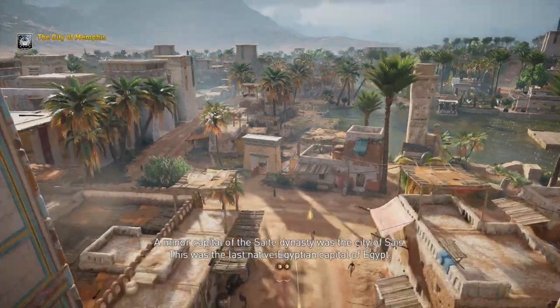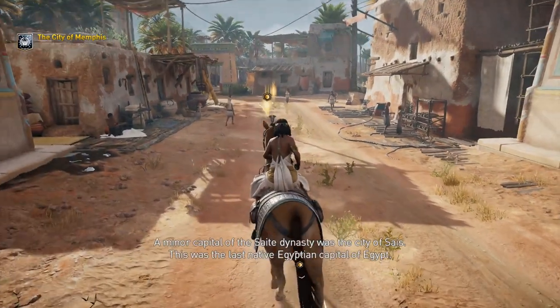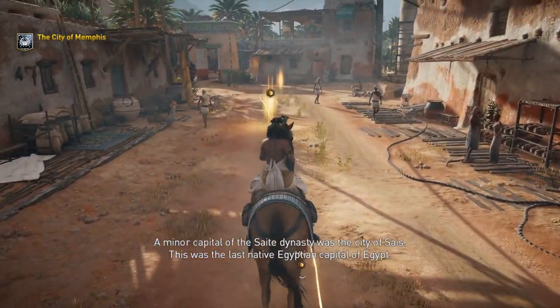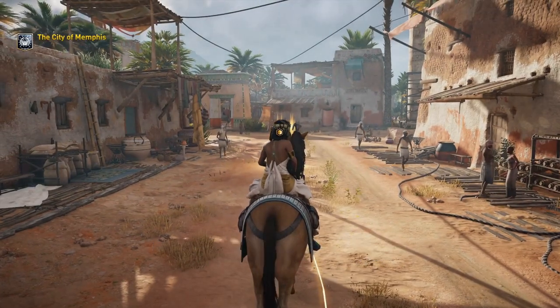A minor capital of the Saite dynasty was the city of Sais. This was the last native Egyptian capital of Egypt.